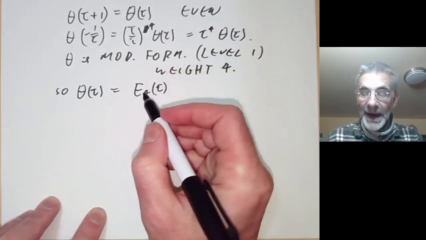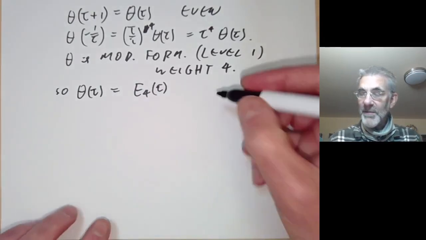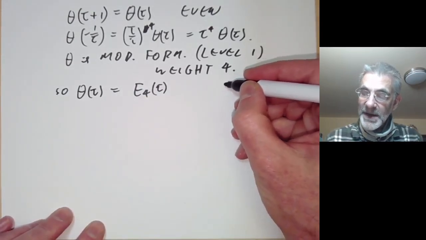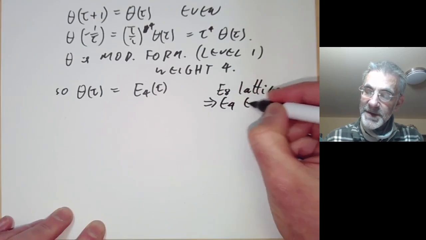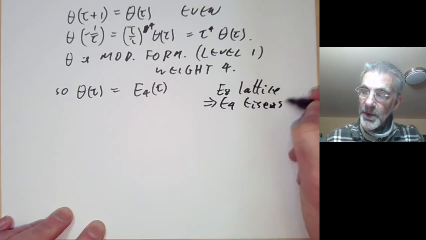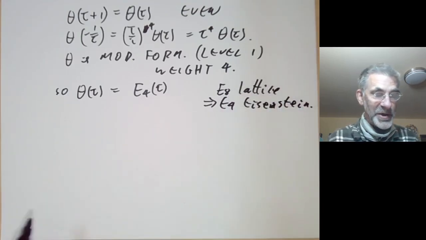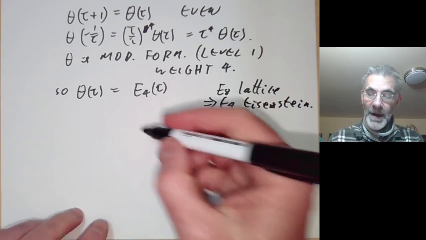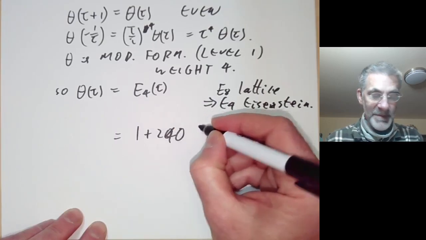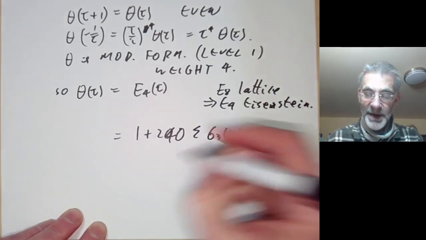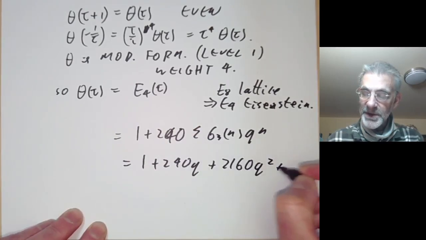the Eisenstein series E4. By the way, one of the most annoying notational glitches in mathematics is the fact that the theta function of the E8 lattice is the E4 Eisenstein series, not the E8 Eisenstein series, but it's too late to change notation. You just have to put up with this. So this is equal to 1 plus 240 times the sum of sigma 3 of n times q to the n, which is equal to 1 plus 240q plus 2160q squared, and so on.